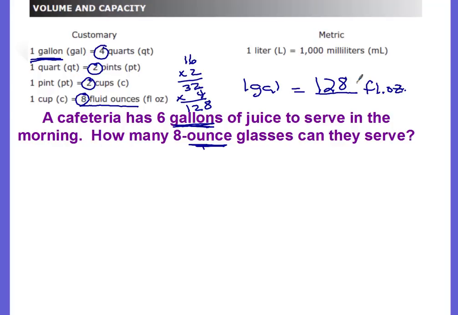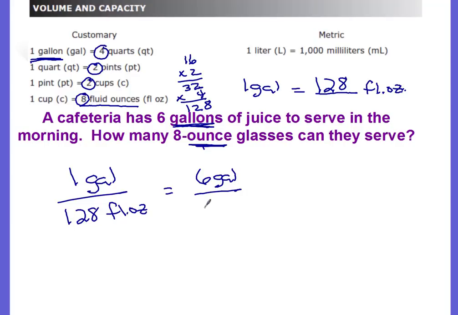And now we can set up a proportion. So we know from the reference chart that 1 gallon is equal to 128 fluid ounces. And in our problem, we're told that there are 6 gallons. So that's going to go in the numerator. And we're looking for the number of fluid ounces. That's our unknown, our variable n.